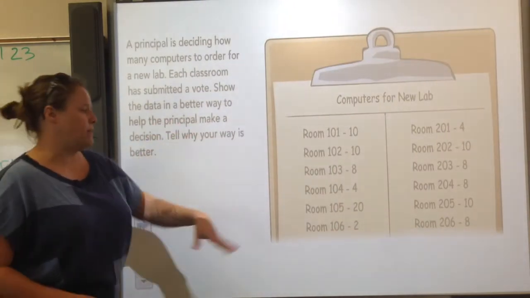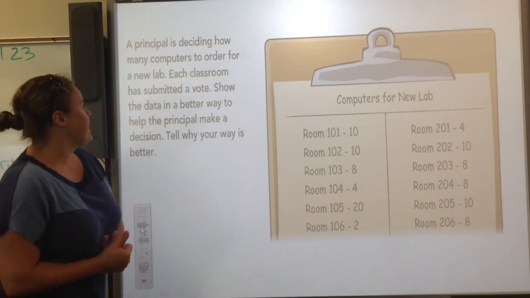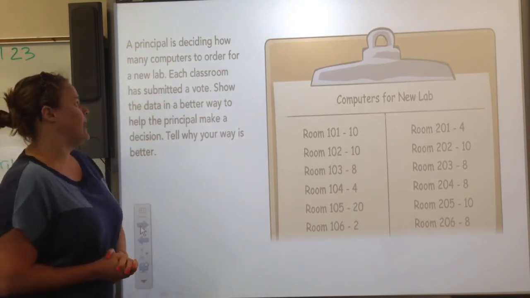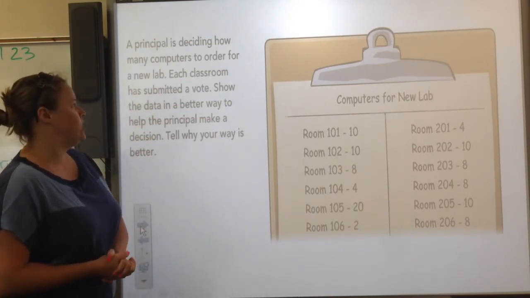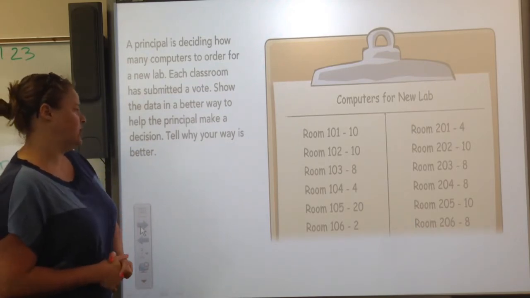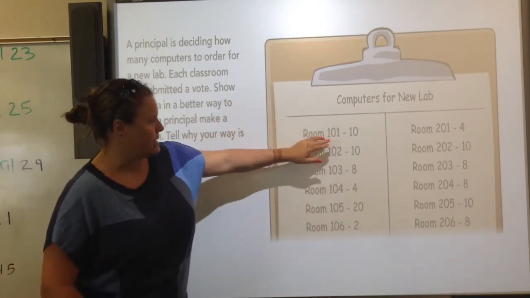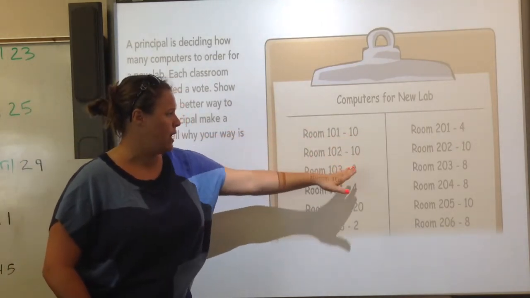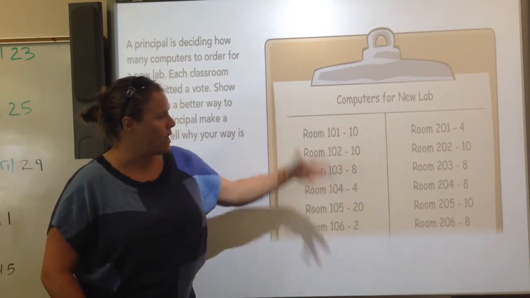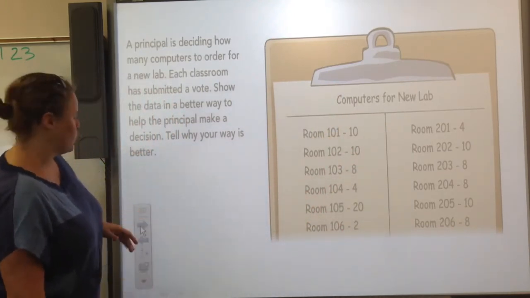So the first example, you don't have to write this down, you're just watching or listening. A principal is deciding how many computers to order for a new lab. Each classroom has submitted a vote. Show the data in a better way to help the principal make a decision. Tell why your way is better. So right now you can see that each classroom has indicated how many computers they want, and we have to take this information and make it a little bit better for the principal to understand. So that's our goal.